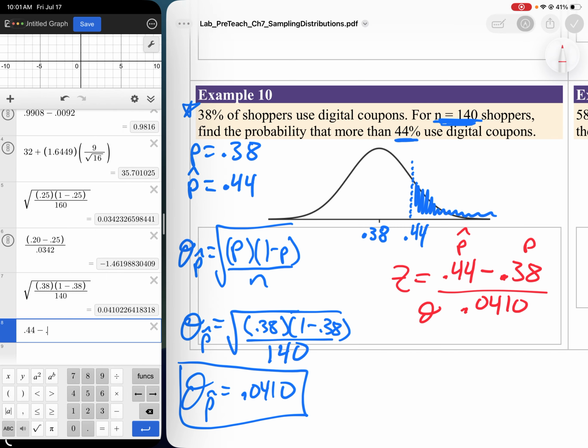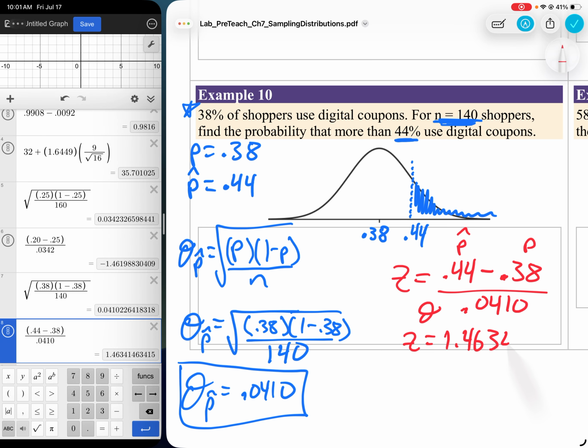0.44 minus 0.38 divided by 0.0410. And we will see a z-score of 1.4634. And as you can see, this is a right tail problem. So when I go to my spreadsheet, I just want to know the right tail probability, the chance that 44% or more will actually use their coupons. So 1.4634.